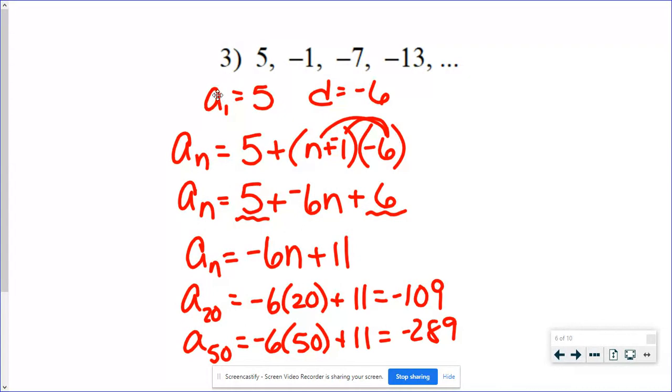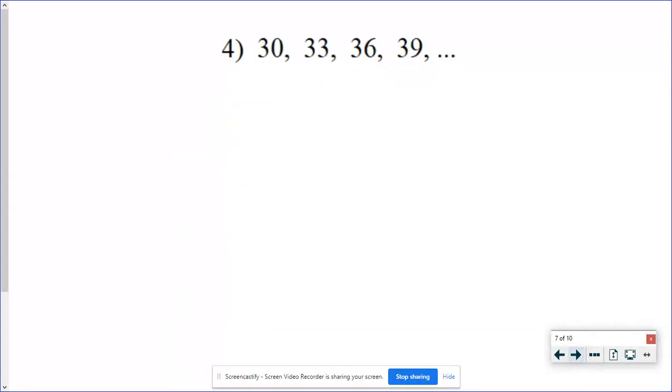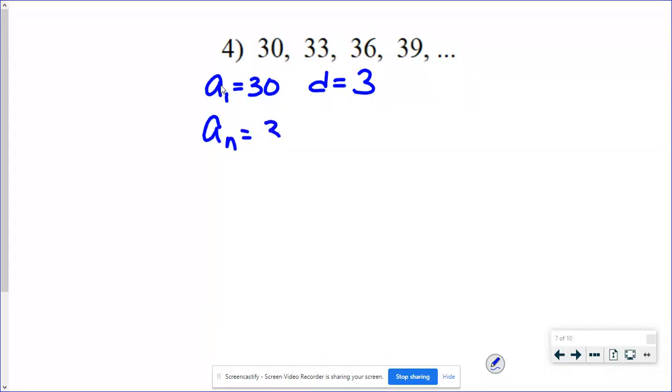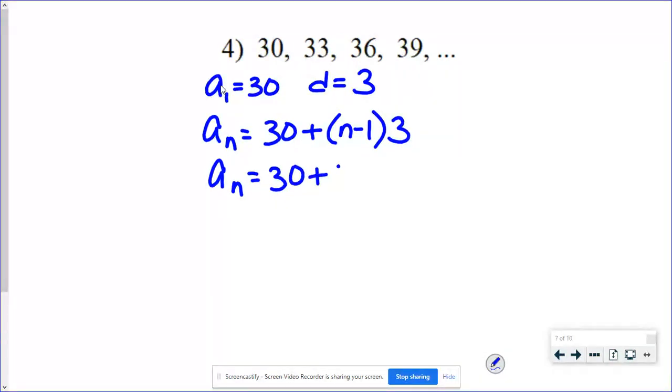So I hope that you can see the substitution is just putting that number for the term that you want into the n. For this problem, a sub 1 is 30. Common difference is 3. If you're feeling pretty confident right now, you might want to just pause this video and try to get your sequence and see if you can match mine. So a sub n, 30 plus n minus 1 times that common difference. And these match.